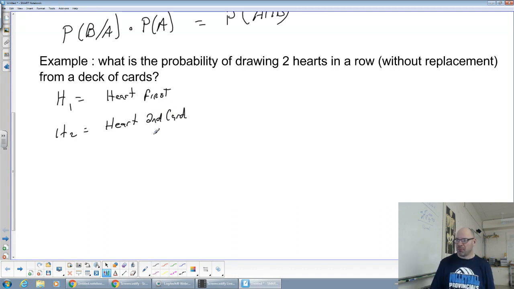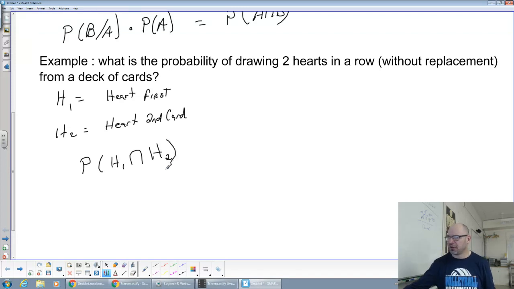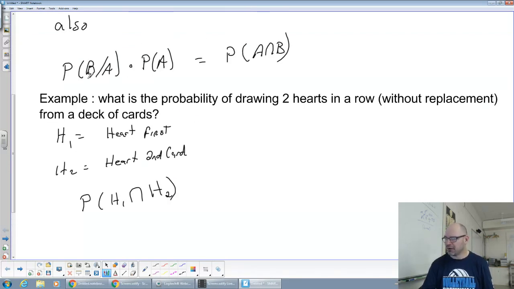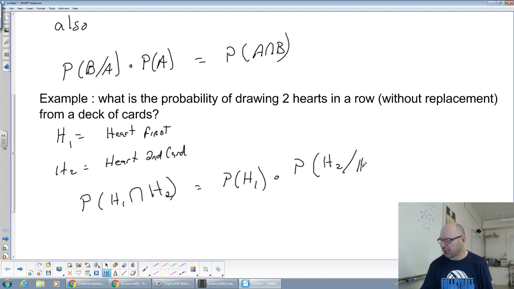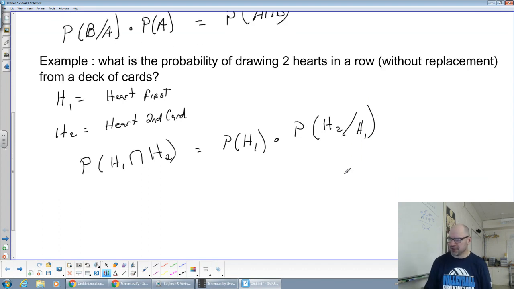Okay, so the probability of getting both, a heart on the first card and a heart on the second card, is going to follow this formula right here. It's going to equal the probability of getting a heart on the first card times the probability of getting a heart on the second card, given that you've got a heart on the first card. Okay, so this is how you say it. This is how it reads.